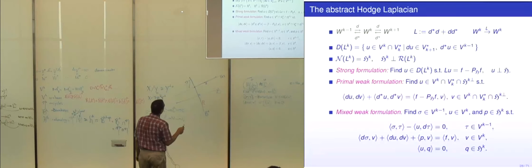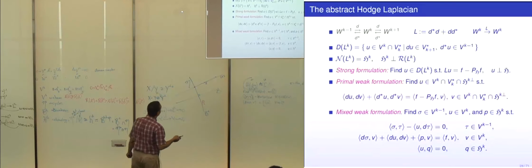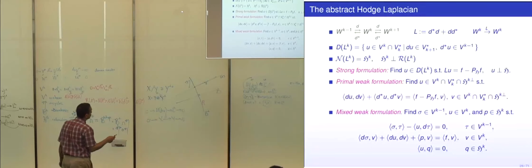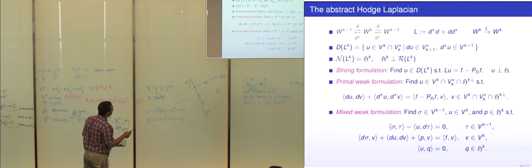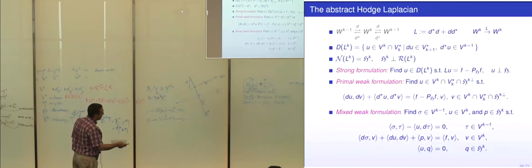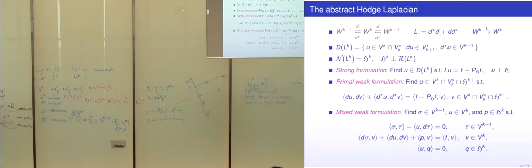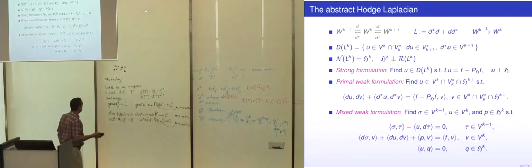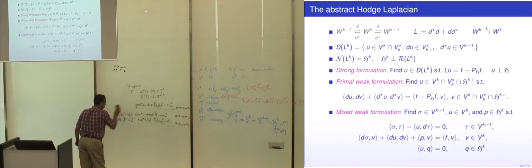What is the domain? Well, it's everything that's in the domain of D, that's V k, and it's in the domain of D star, and D of it's in the domain of the next D star, and D star of it's in the domain of the previous D. So that's the logical thing. If all those domain inclusions hold, then you can define the Laplacian of the function. And the first thing I want to point out, which is the analog of what we just said in the zero form case, is that the null space of the Laplacian is exactly the harmonic forms. So the word harmonic form is perfectly justified. It's just things whose Laplacian is 0.